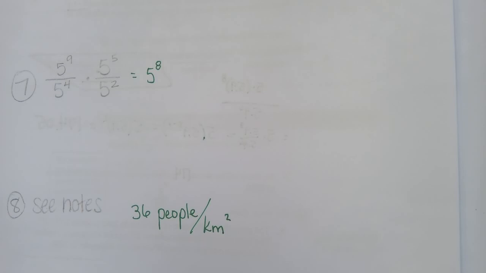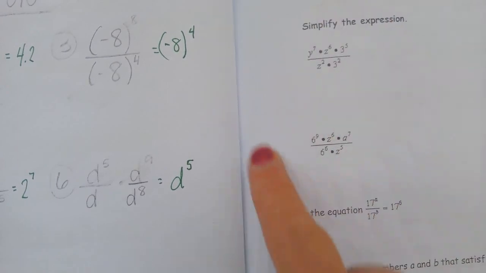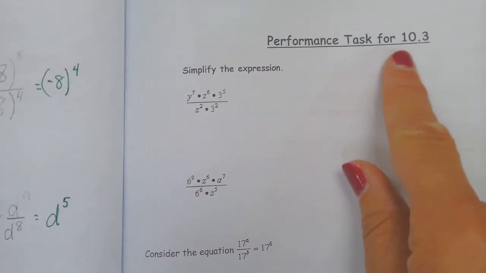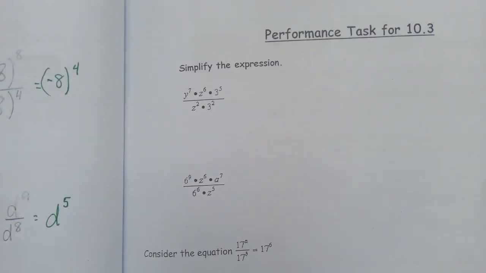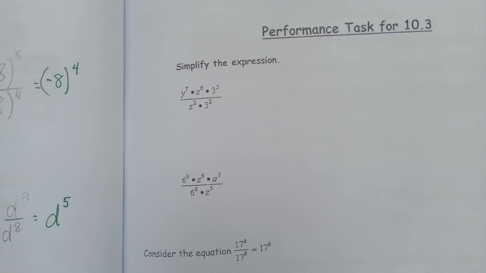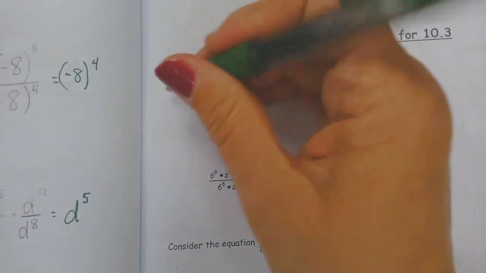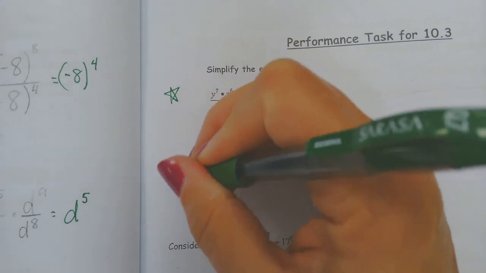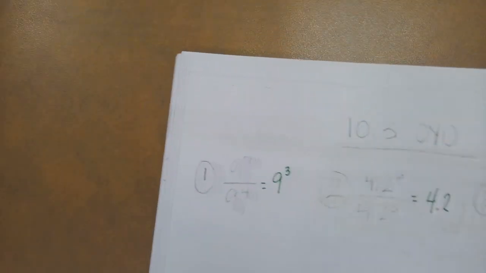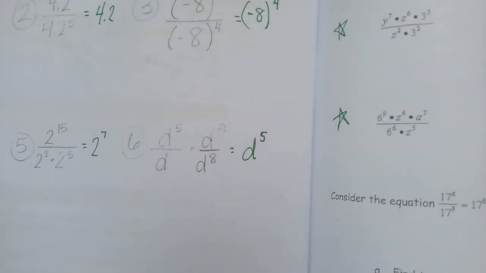What I'd like you to do is work on some more difficult ones. So I would like you to try the performance task for 10.3. Work on this one and this one. And then you're going to work on your big ideas 10.3.